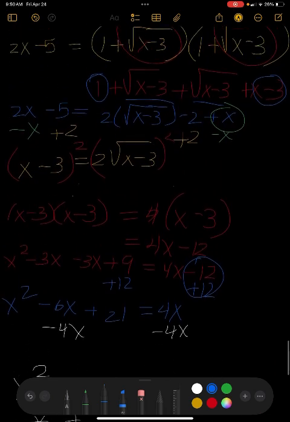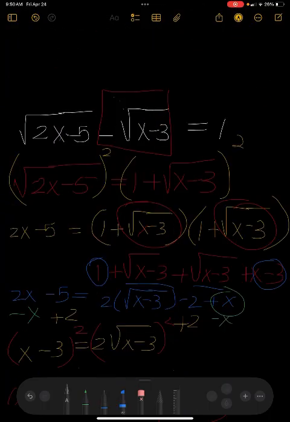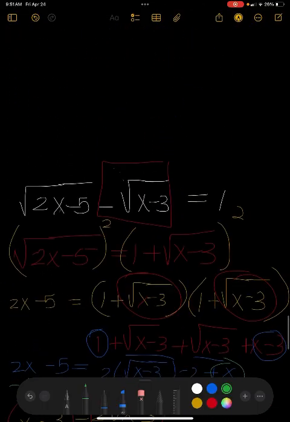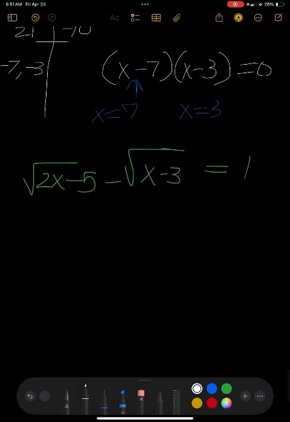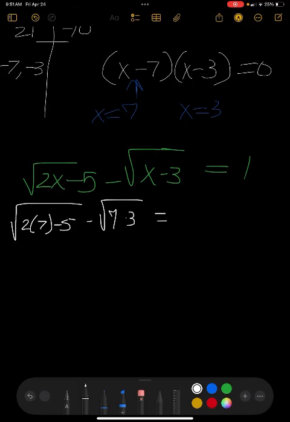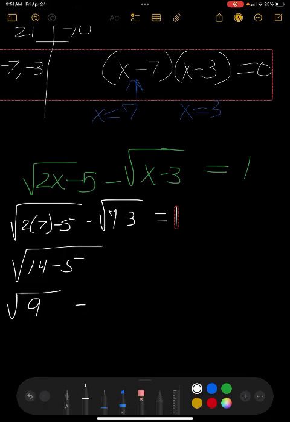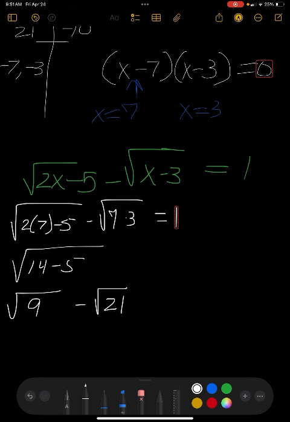And now we have to go ahead and plug it back into the original. So that was square root of 2x minus 5 minus square root of x minus 3 equals 1. So let's plug both those values in and see what happens. So square root of 2 times 7, take away 5, minus square root of 7 minus 3 equals 1. So square root of 14, take away 5, which is square root of 9, minus square root of 7 take away 3. It's going to be 4. So 3 take away 2, 1 equals 1.